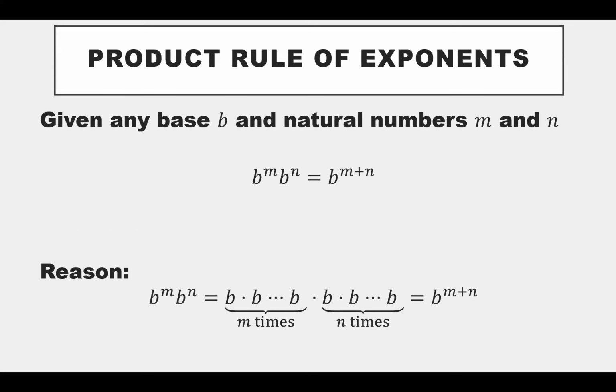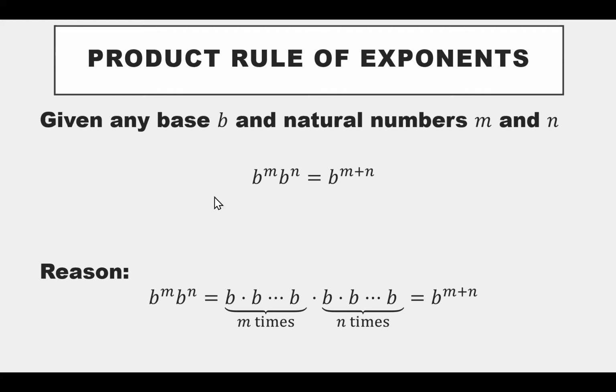The first rule we're going to look at is the product rule of exponents. Given any base and natural numbers m and n, if I take b to the m power and multiply it times b raised to the n power, that's the same thing as b to the power of m plus n. So the power is m plus n.